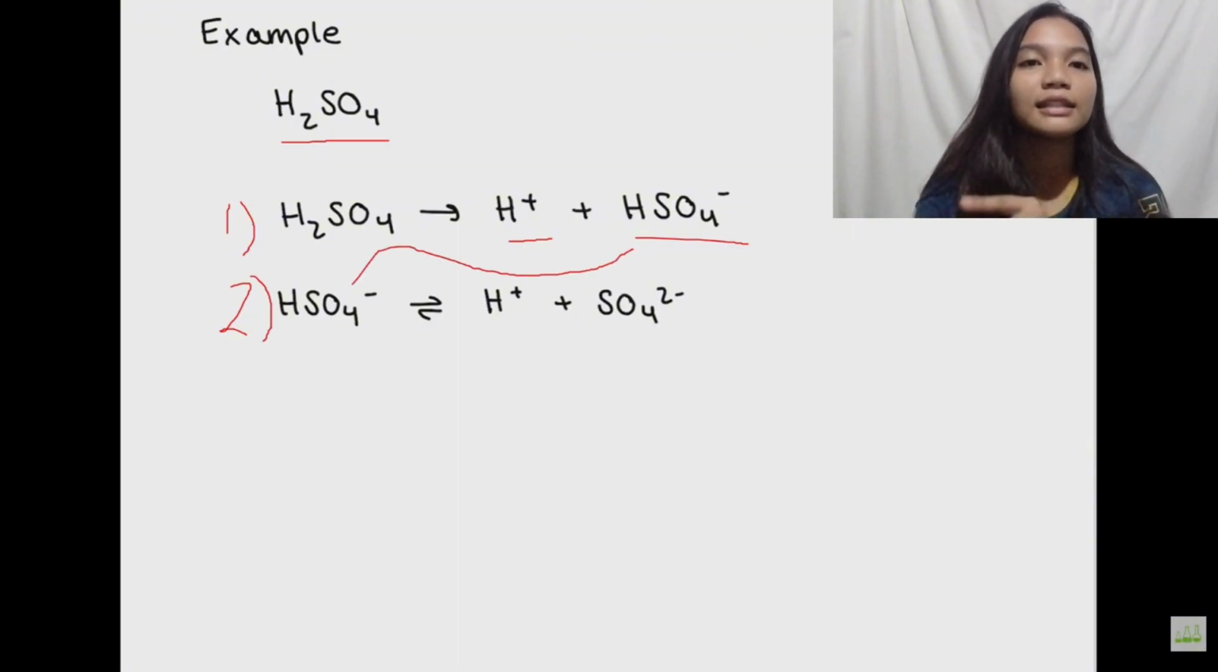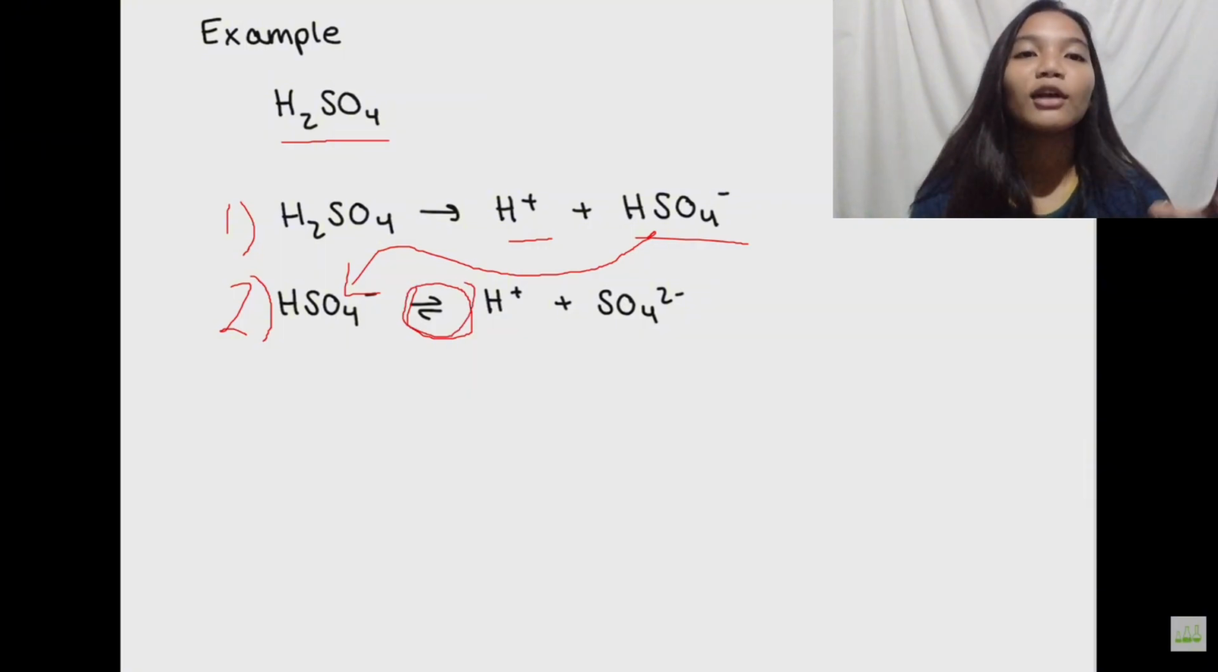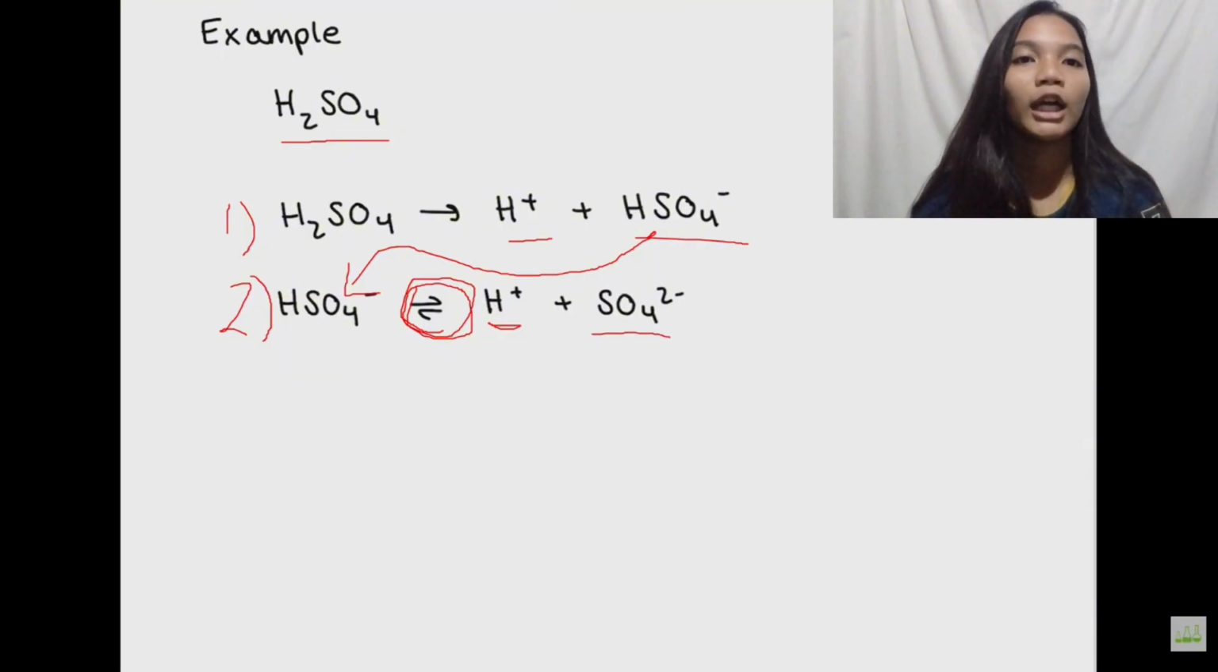In any case, the equation is the same. HSO4- breaks down, donating an H+, plus SO4 2-. In that case, we don't have any hydrogen to give anymore.